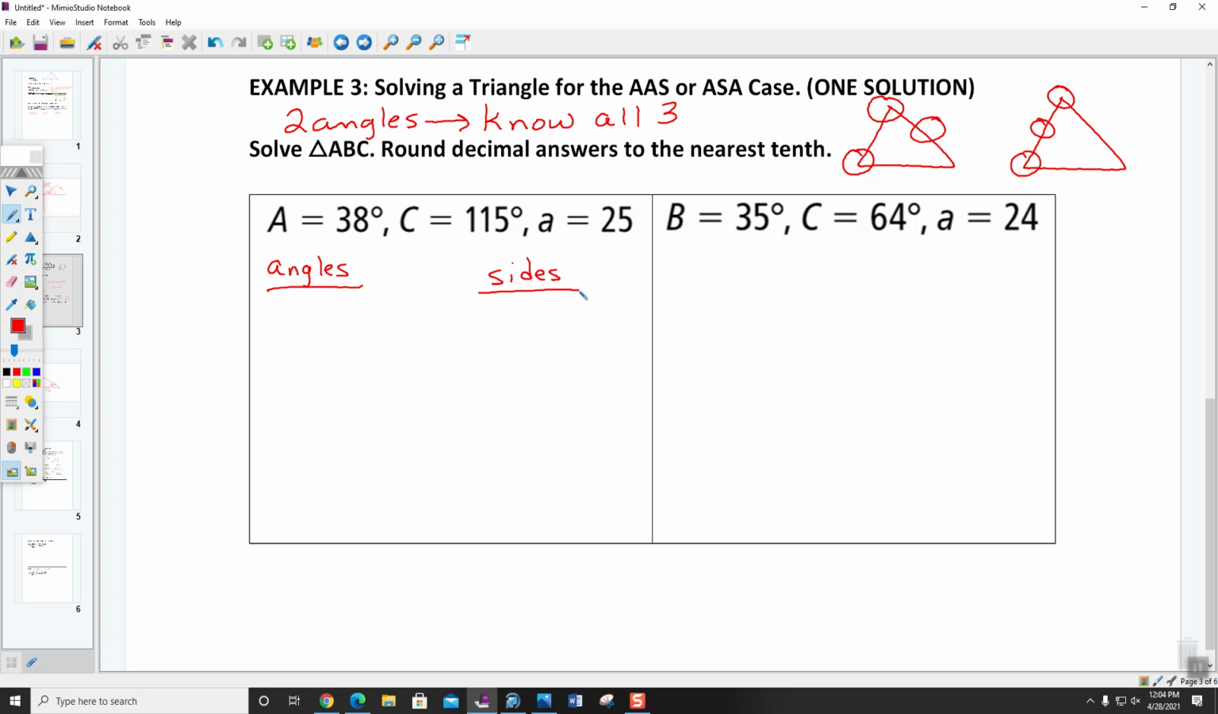I use capital A, capital B, capital C for angles. I'm going to use little a, little b, and little c for sides. So what's known so far, kids? What absolutely 100% do we know? Big A. Big A is 38 degrees, right?